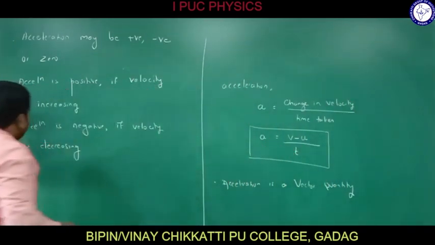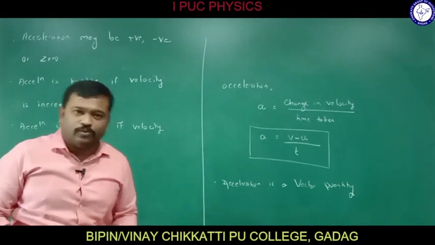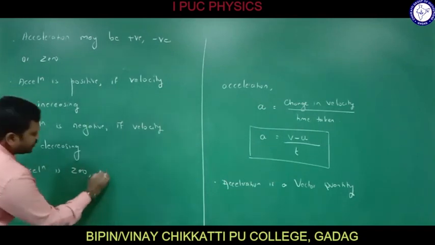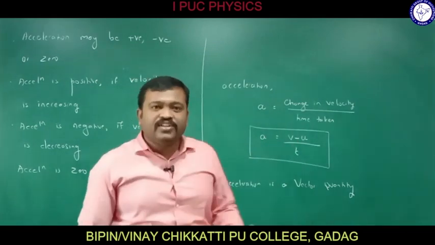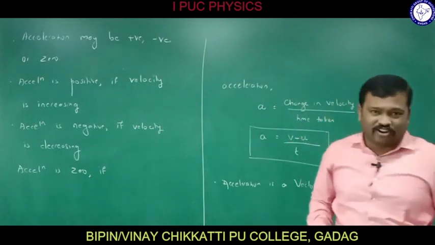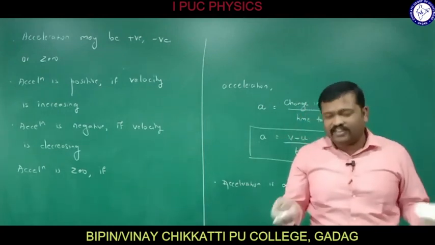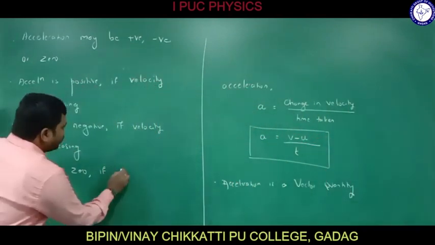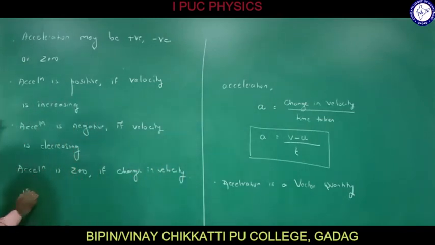Now we came to know when acceleration is positive and when acceleration is negative. Next we will be learning when acceleration is zero. Let me take the third point, that is acceleration is zero. When is acceleration zero? Acceleration becomes zero if change in velocity is zero, right? So velocity is not changing at all. If it is moving with a uniform motion, it does not change itself. At that time, acceleration is zero. So shall I say like this? Acceleration is zero if change in velocity is zero. Or if velocity is constant.